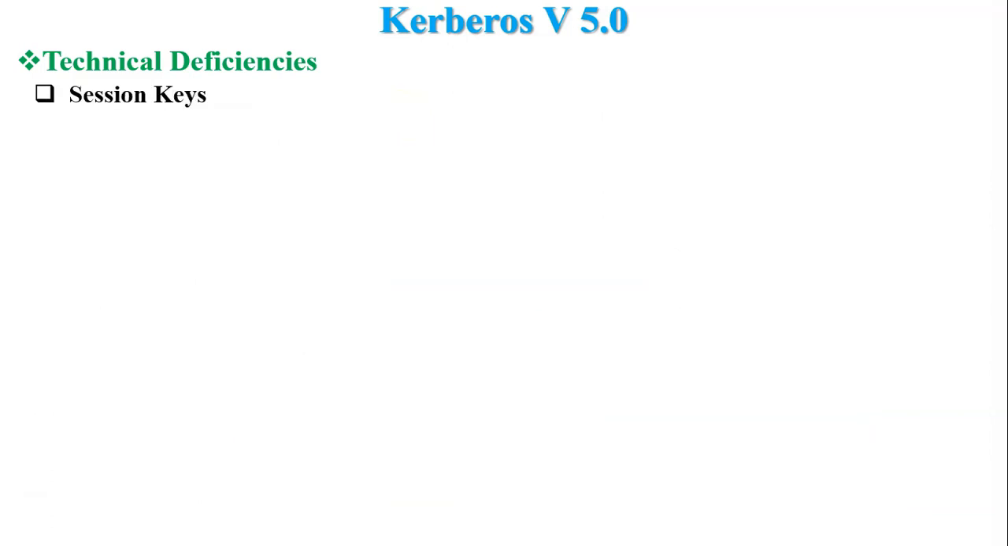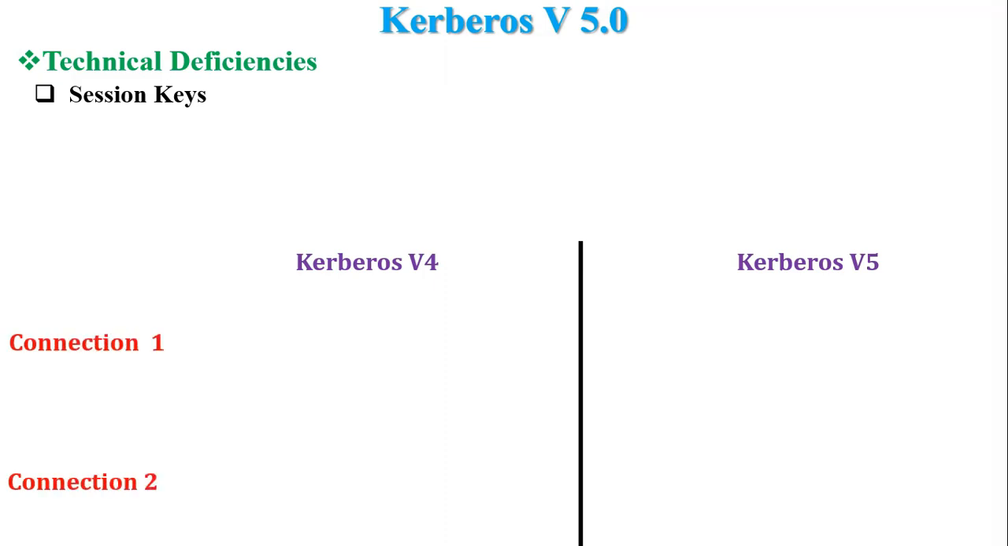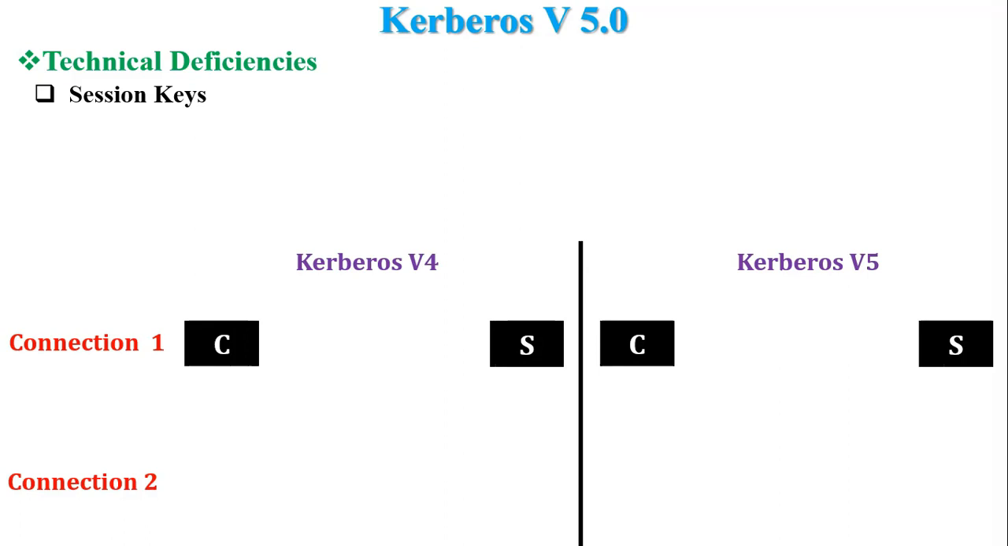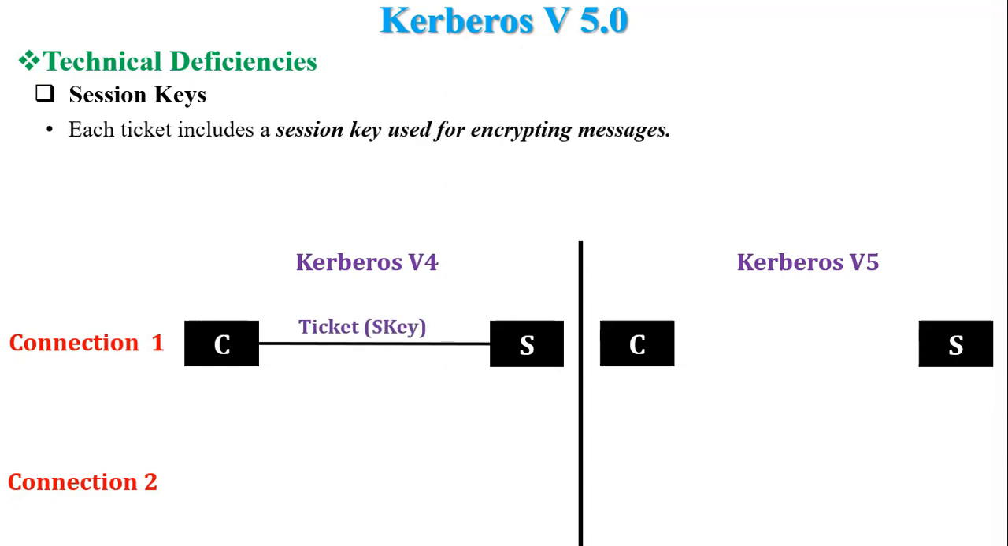Let's take one scenario to understand how session keys are used in Kerberos version 4 and Kerberos version 5 in different connections with the same client and the same server. So there is one client and one server in Kerberos version 4 and in Kerberos version 5. Now in Kerberos version 4, the client wants to access a service from the server. So the client sends a ticket to the server. In version 4, each ticket includes a session key used for encrypting the messages. So all the messages between the client and server are encrypted using the session key.